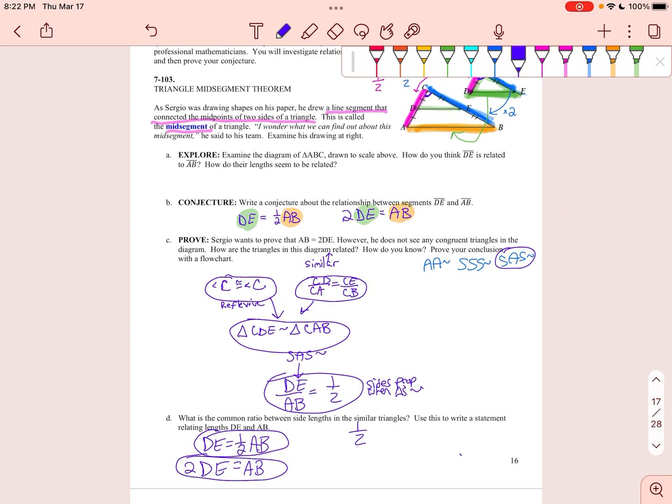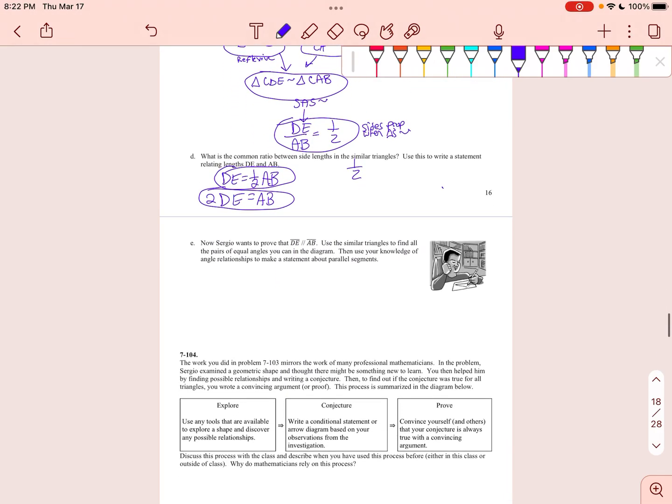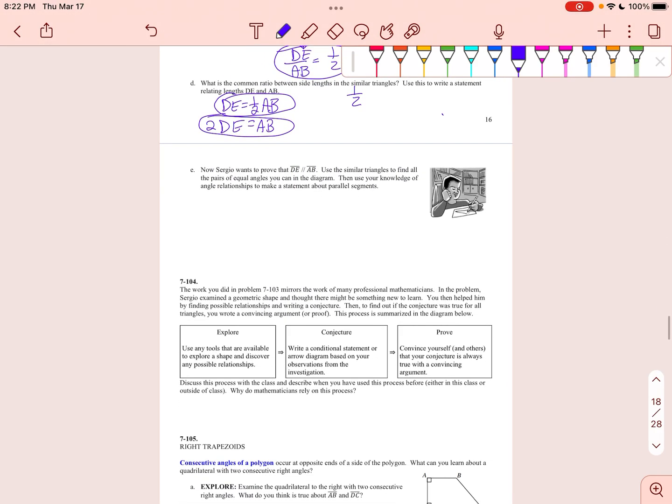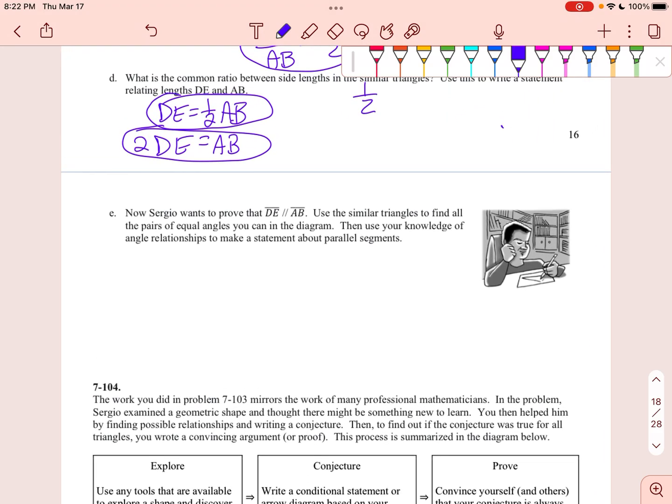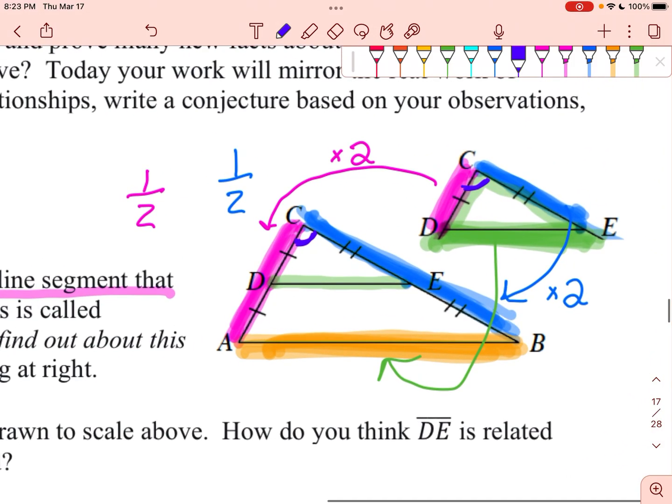Okay, so first I made a guess. Okay, then I proved my guess using my flow proof. Okay, so again, explore, conjecture, and prove. The next thing is Sergio wants to prove that DE is now parallel to AB. Use the similar triangles to find the pairs of equal angles, and then we're going to prove that it's parallel. So we proved that these triangles were similar to each other.